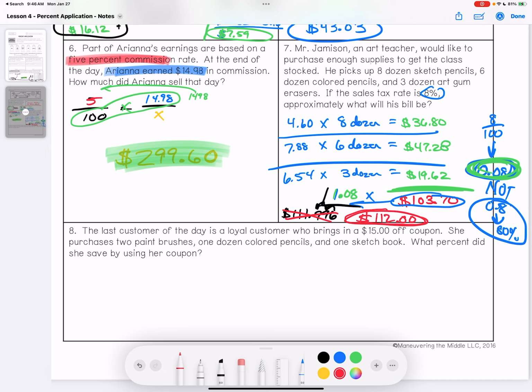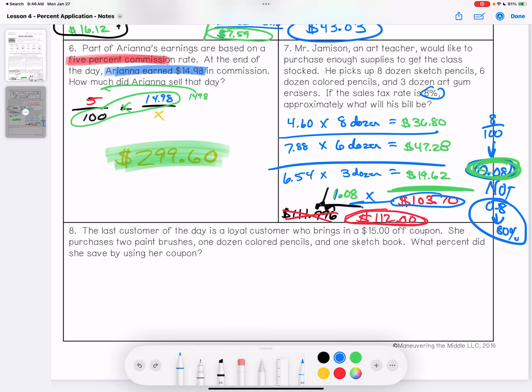All right, number 8. The last customer of the day is a loyal customer who brings in $15 off. She purchases 2 paintbrushes, 1 dozen color pencils, 1 sketchbook. What percentage did she save? So we just want the percentage, not the total, by using her coupon. All right. So let's figure out the total. We have the part already. The part is $15. Okay, we need the total. So let's add all of those up.